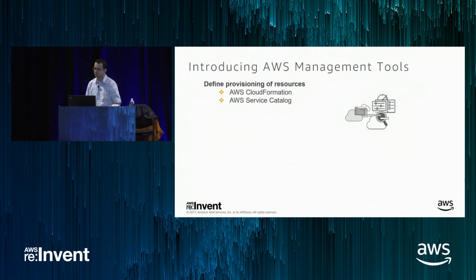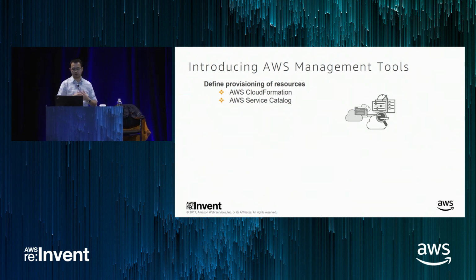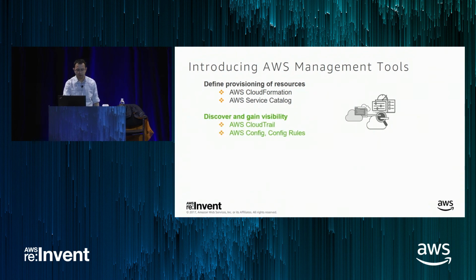So just to recap, so far I've shown you 2 tools that can help you define how users can provision resources in the cloud. Now let's look at some tools that can help you gain visibility into the cloud so that you can enforce proper governance. So AWS CloudTrail and AWS Config are 2 such services.